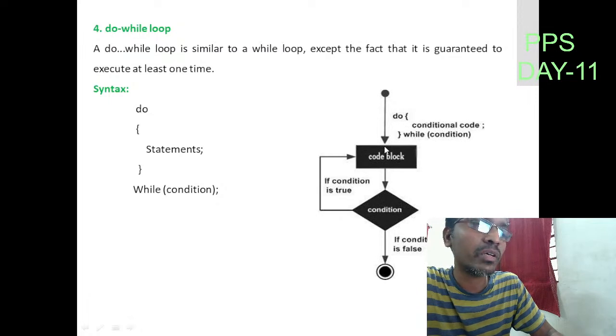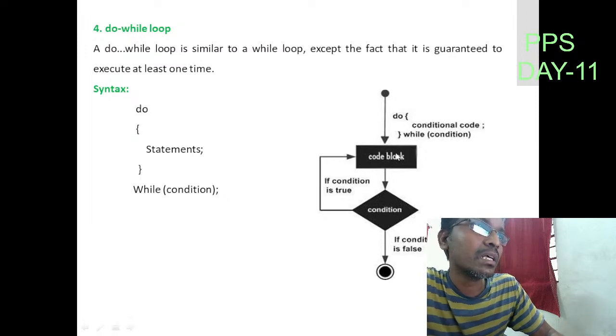For while, first it will check the condition. If it is true, then only it will enter the block of code. If it is false, it cannot enter the block of code. Whereas in do while, first it will execute the block of code. After that, it will check the condition. So that's why even though the condition is false, the code must be executed at least one time. That is the difference between while and do while.